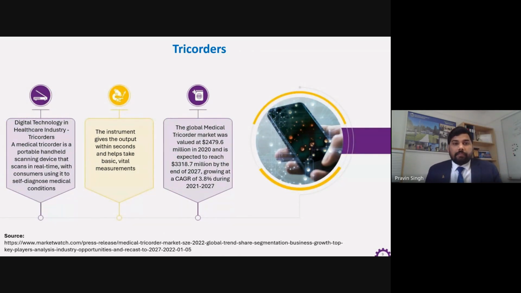Okay, now we go to tricorders. It is basically digital technology in healthcare. Imagine a single device that can scan your body and diagnose disease instantly. This is the tricorder, and this is very interesting. The tricorder handles medical scanning, analyzes vital signs and detects disease within seconds. The market of this tricorder is expected to grow from $2.4 billion in 2020, and by 2027 it could be $3.3 billion. So in the future, a doctor might simply scan a patient and instantly diagnose an infection. That is how important the tricorder is in the upcoming future.